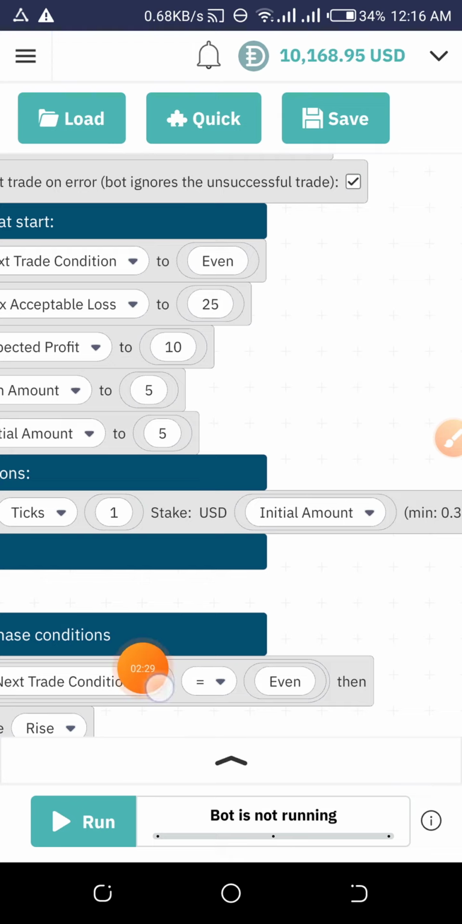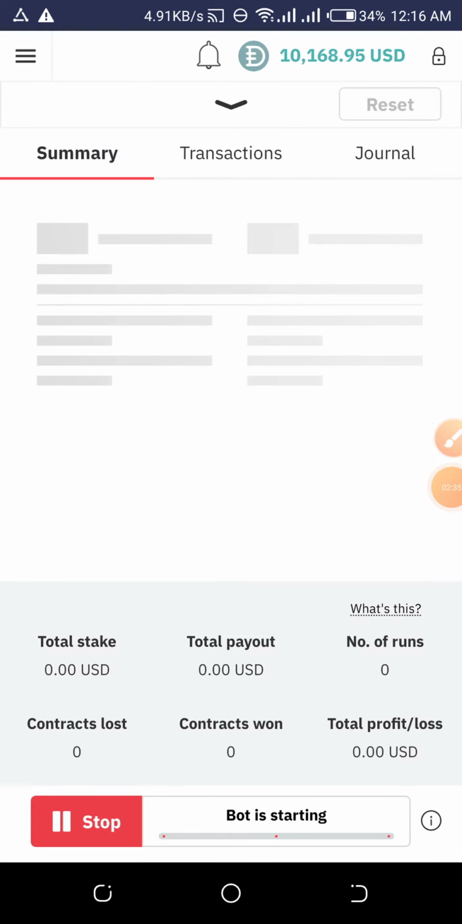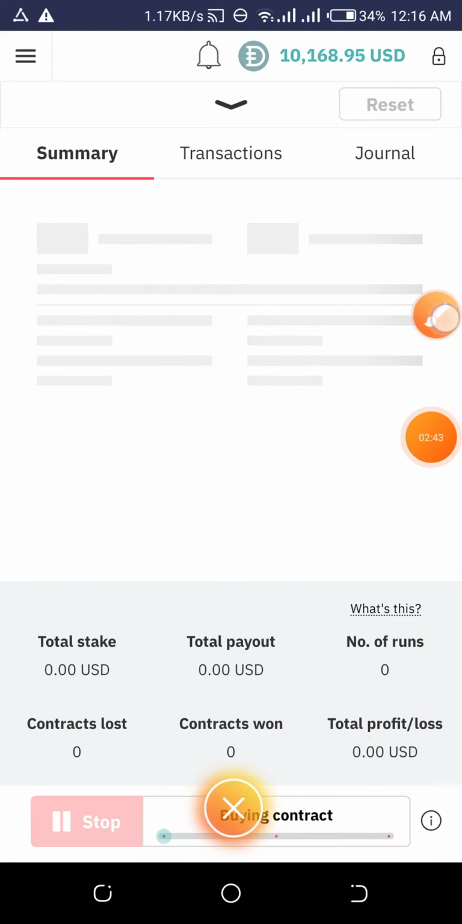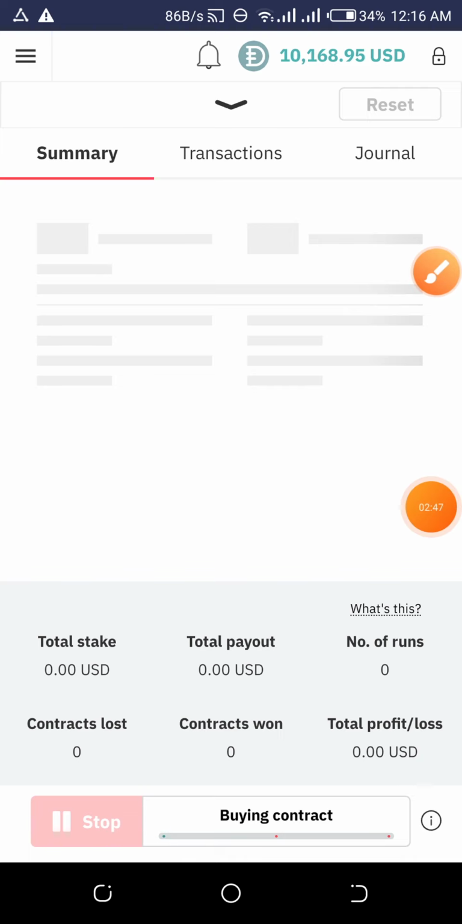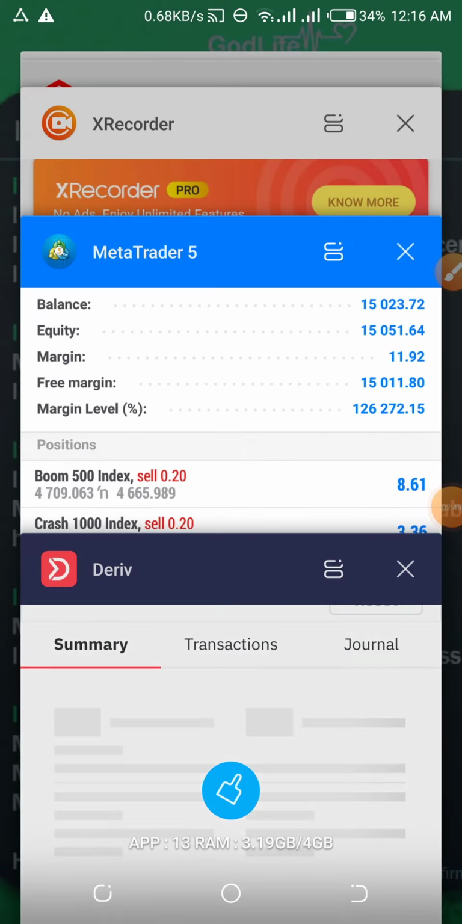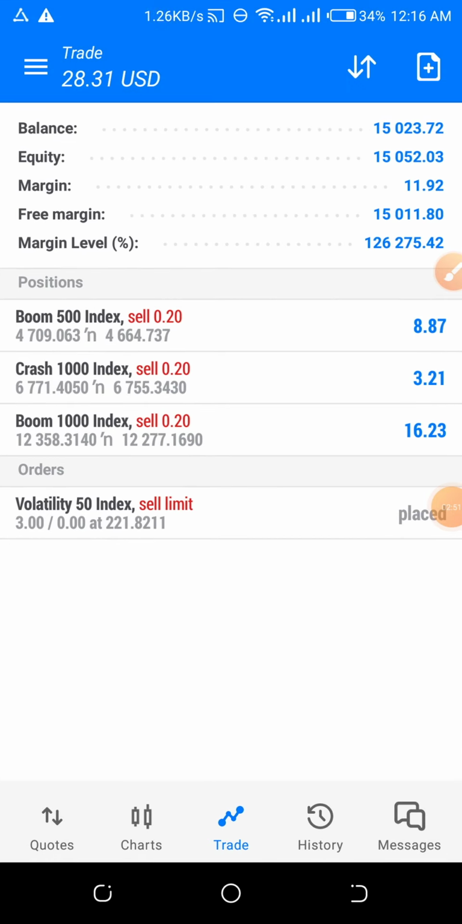All I need to do right now is click on run and let it run for me. So the bot is starting. You see we have number of runs at 0 right now, and let's see how many runs we're going to do. We'll come back and check. You see, buying contract, so we can leave here now. It's already working. It can work in the background, and let's get back to the game.